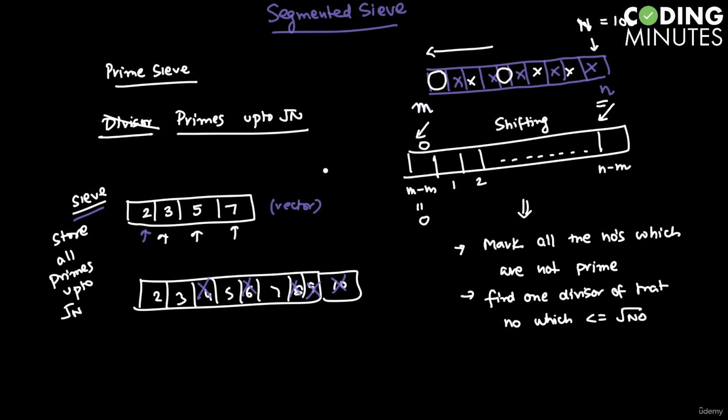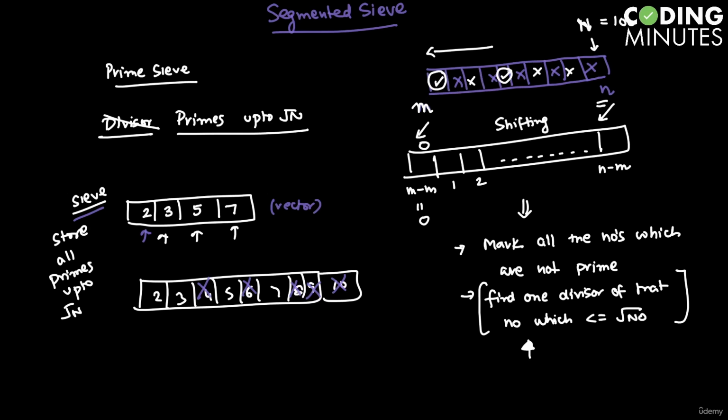So effectively, for all the numbers in the range m to n, we try to find at least one divisor of that number which is less than or equal to the root of that particular number. If you get at least one divisor, then that number is marked as not prime, and finally whatever is left would be a prime number. So whatever is left inside a circle would be a prime number. So this is a prime number, this is a prime number.